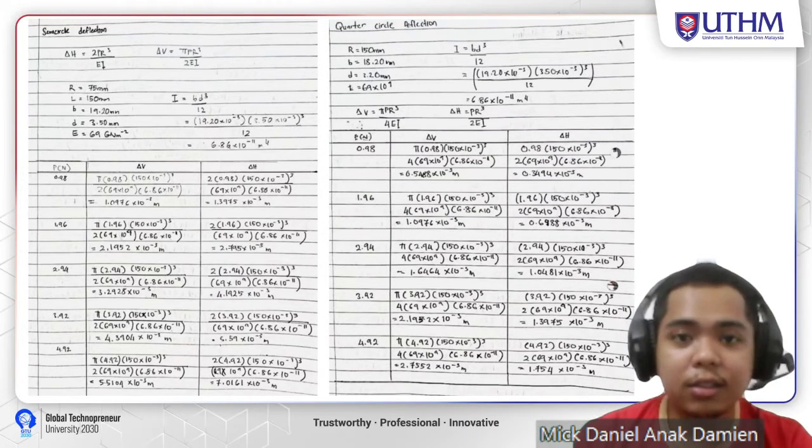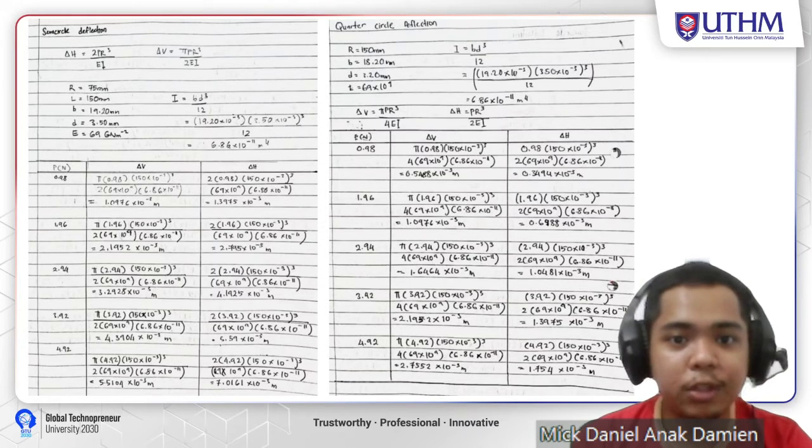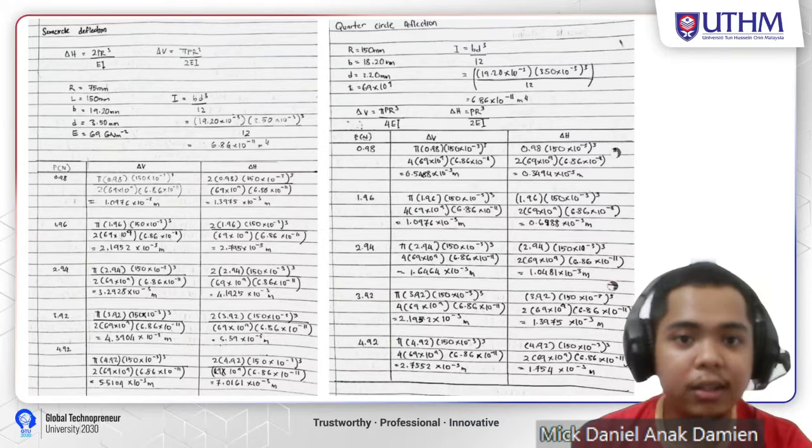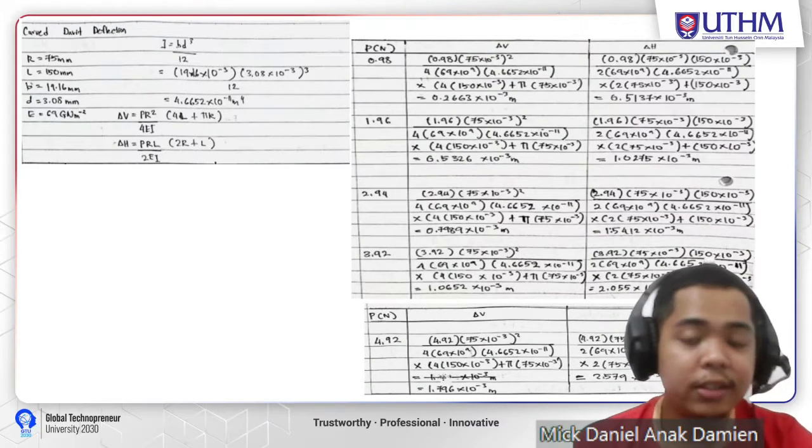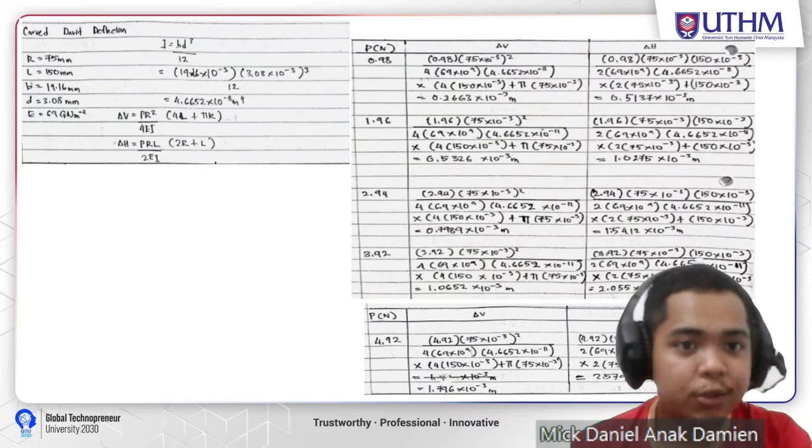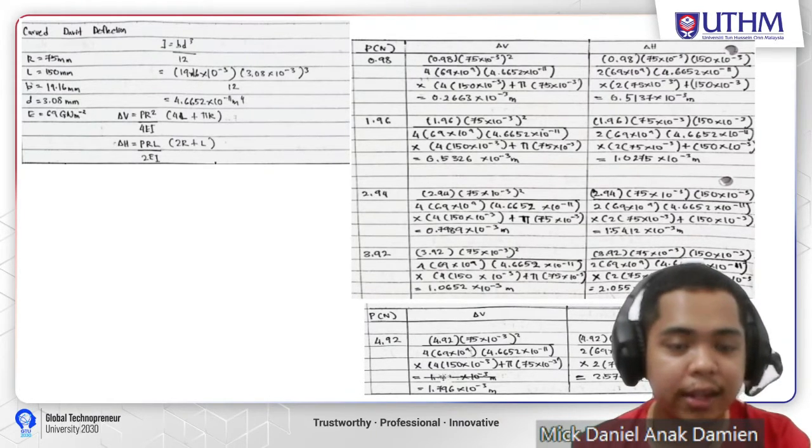For the quarter circle deflection, we use the formula pi P r cube over 4EI for vertical and P r cube over 2EI for horizontal value. For the curved davit deflection, for vertical, we use the formula P r square over 4EI times 4 length plus pi r. And for the horizontal, we use the formula PRL over 2EI times 2 radius plus length.